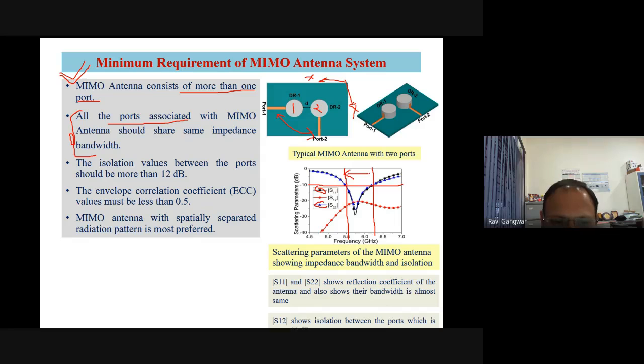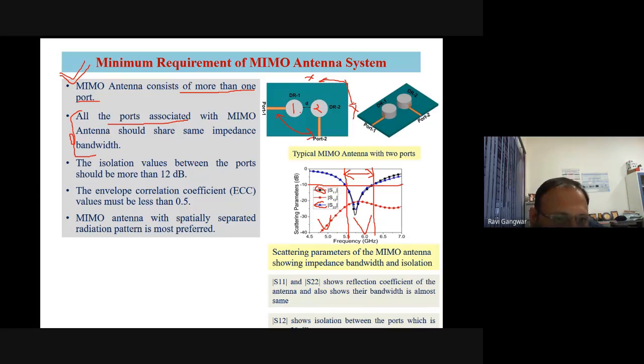If both do not share the same impedance bandwidth, then there is a problem of signal transmission. For example, DR1 operates at the 5 gigahertz band and DR2 operates at the 6 gigahertz band. It means whatever signal DR1 transmits, DR2 is unable to receive, or whatever DR2 receives, DR1 does not receive. In that condition, it is not a MIMO antenna system. It is a multifunctional antenna system, and that is not useful for our particular application.